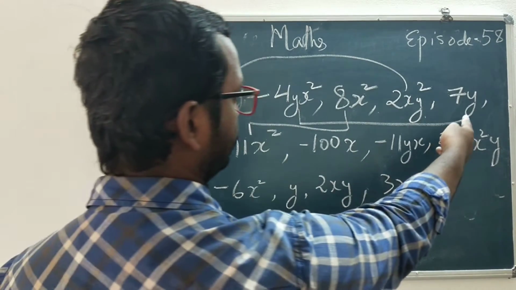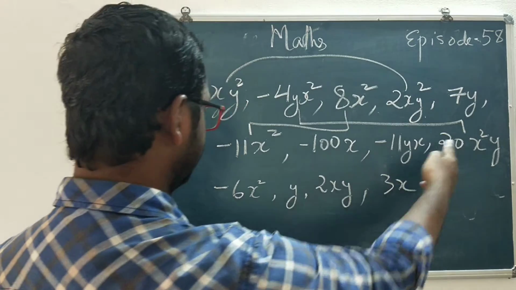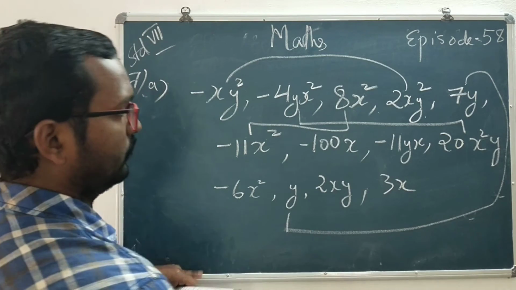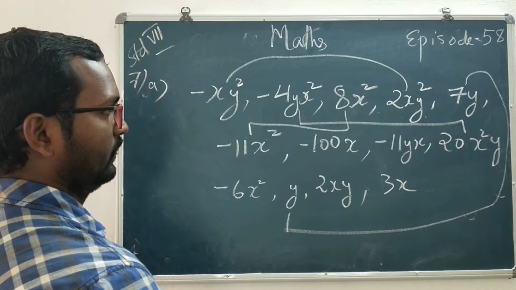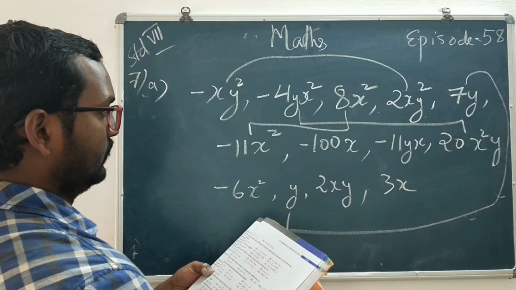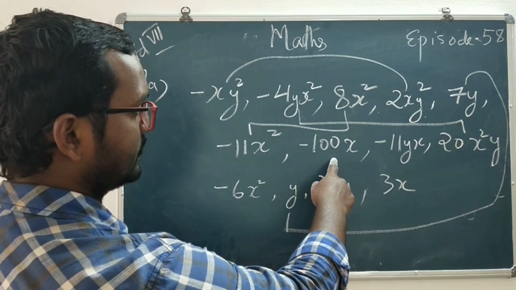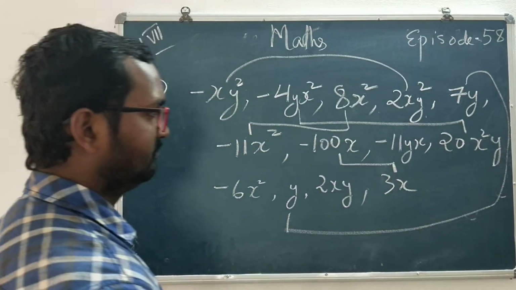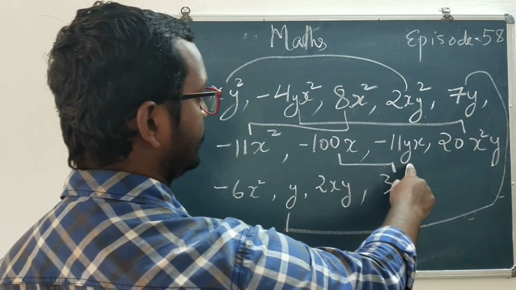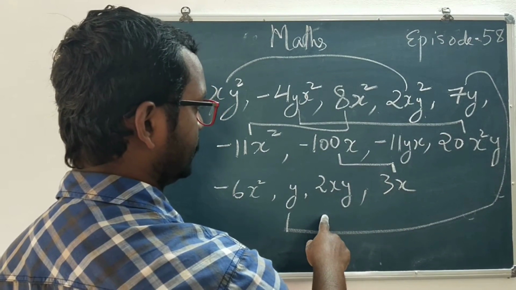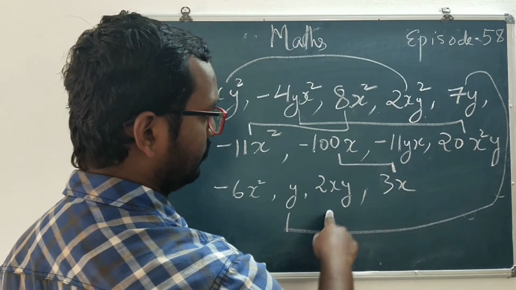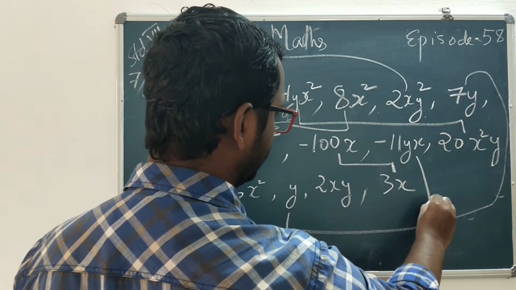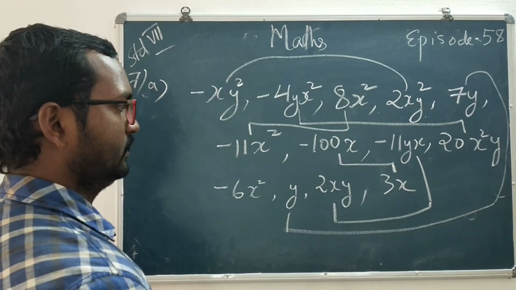Now let's look for y. Here 7y is there, any other y, here 1y is there. So this and this are one like term. Okay, and let's look for x. Here minus 100x, here 3x. So these two are one like term. Here minus 11yx, here 2xy. xy, yx, xy. Both are the same only, okay? So these two are one like term.